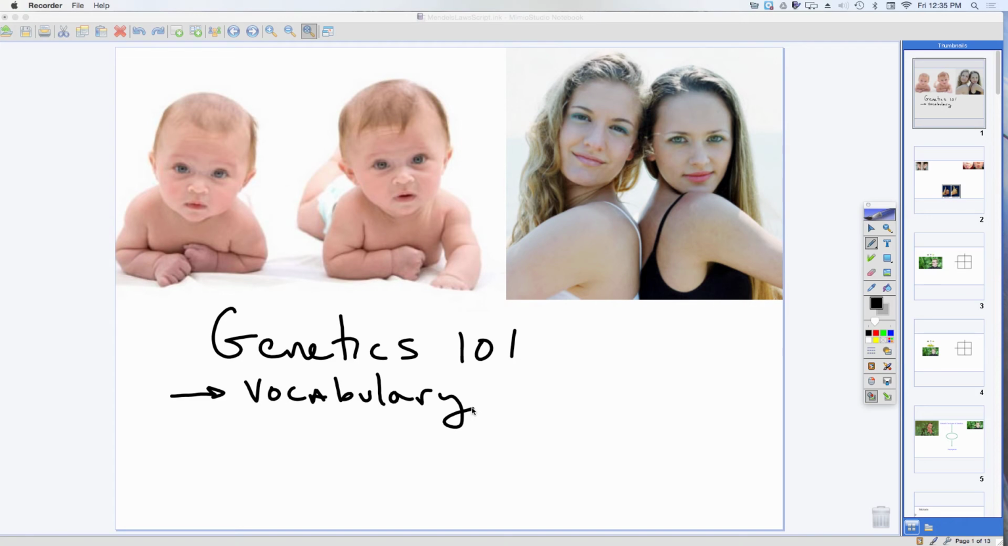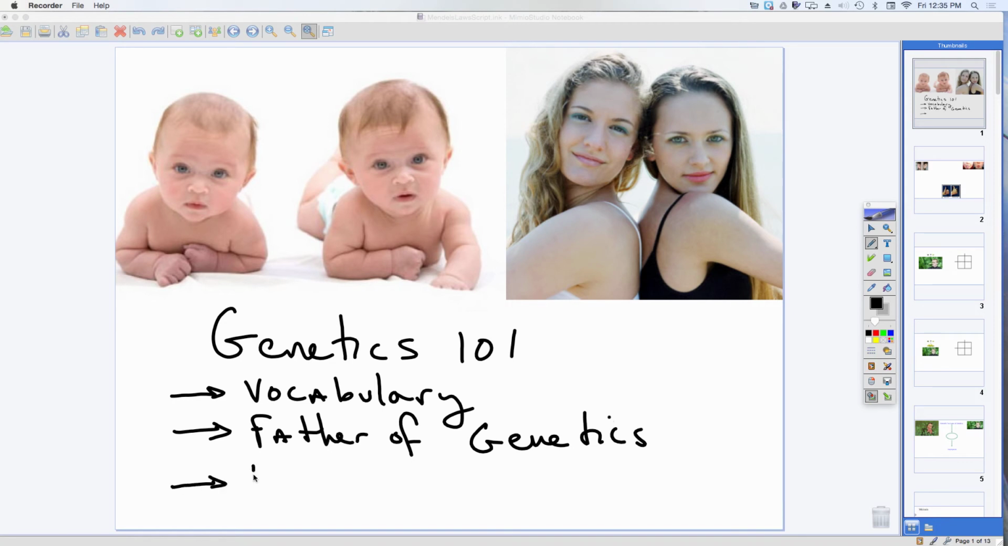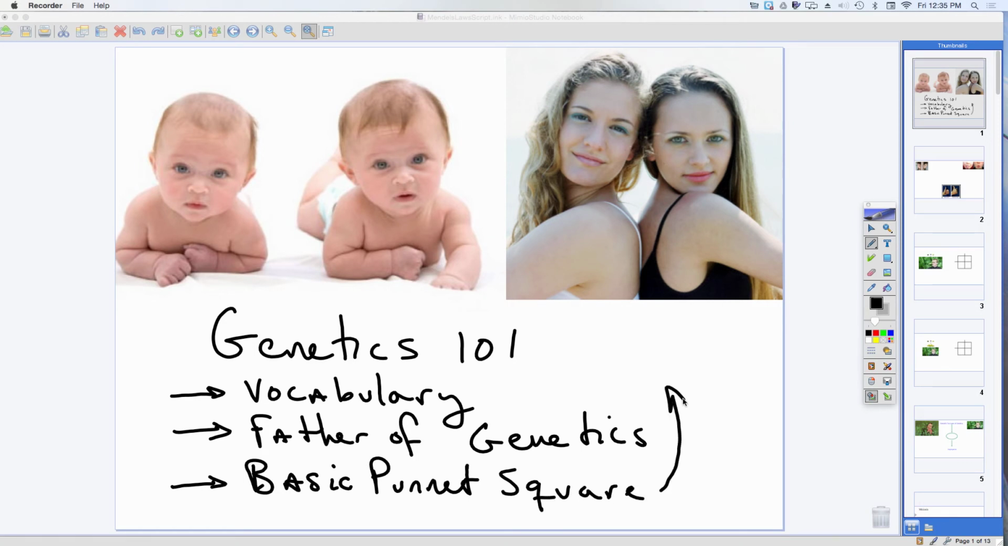I'm also going to introduce you to who is often referred to as the father of genetics, and that is Gregor Mendel. And finally, I would like to do a demonstration on how to do a basic Punnett Square, and how this connects with meiosis. So hold on to your hats, and here we go.